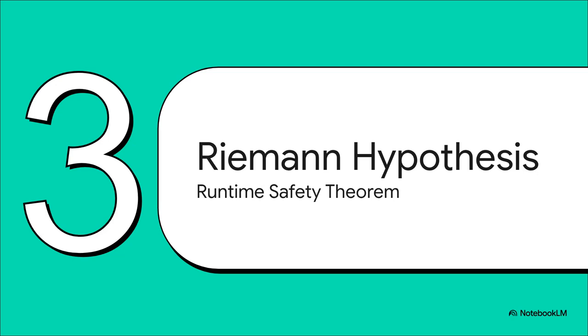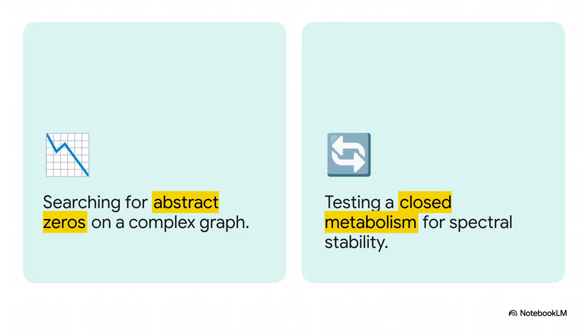Section 3, targeting the Riemann hypothesis. Reframing it as a runtime safety theorem. Okay, now that we've totally reframed numbers as physical structural shapes, we can point this weapon at the ultimate mathematical boss. Traditionally, mathematicians approach the Riemann hypothesis by searching for abstract zeros on a complex graph, desperately trying to prove they all lie on a single critical line.